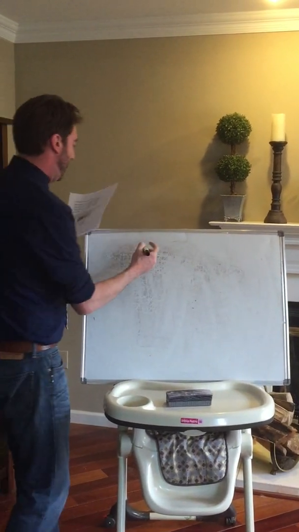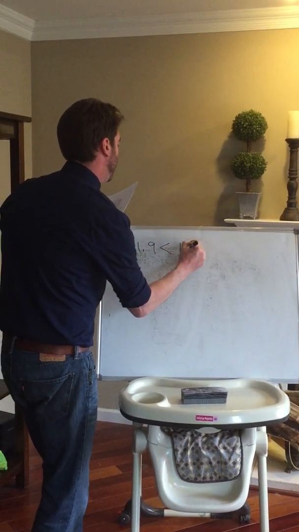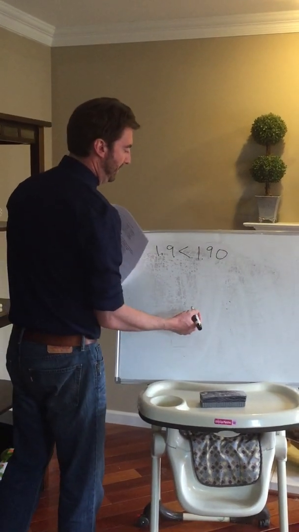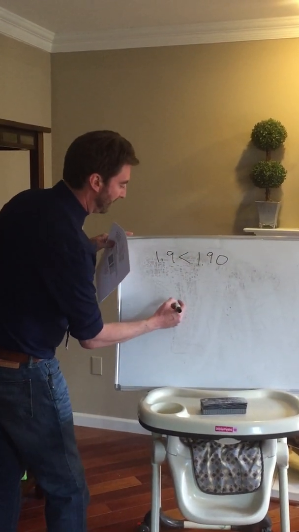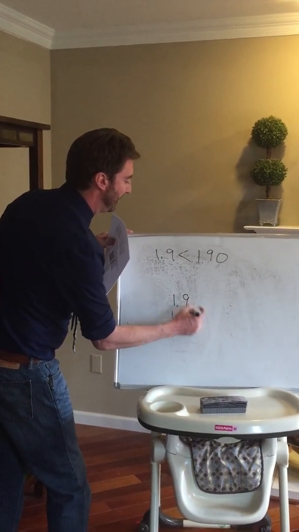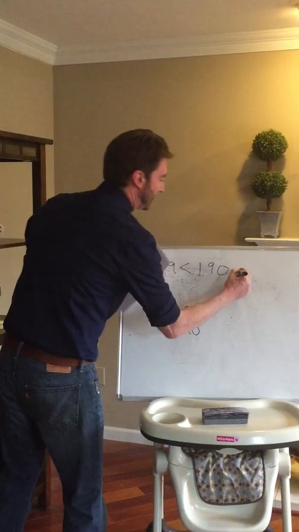And then finally we have 1.9, or 1 9/10, is less than 1 90 hundredths, true or false? Well, they're trying to trick you on this one because they're actually the same, right? If we line it up, 1.9, 1.9, and we can keep adding zeros, that's equal. So that statement is false.